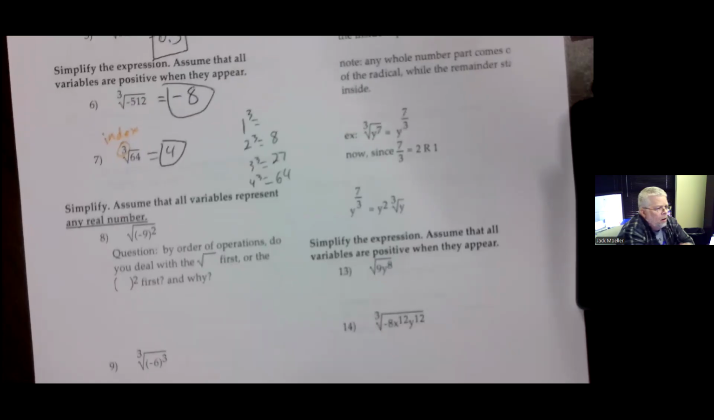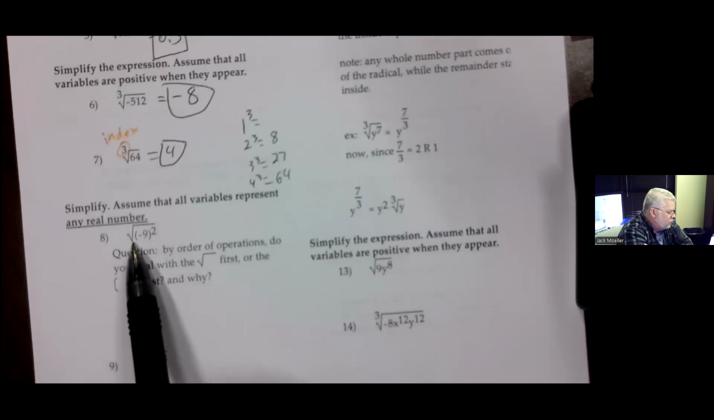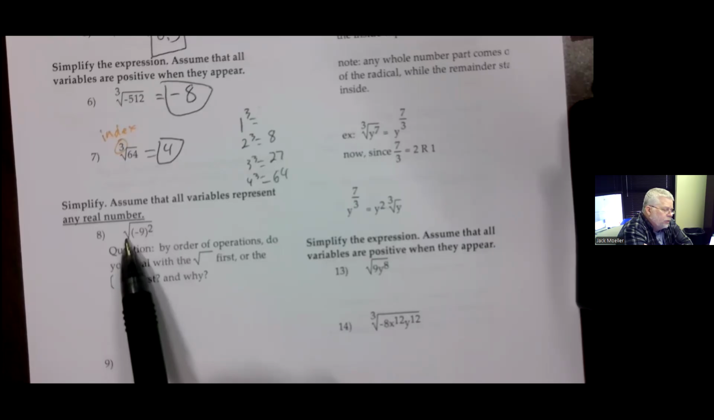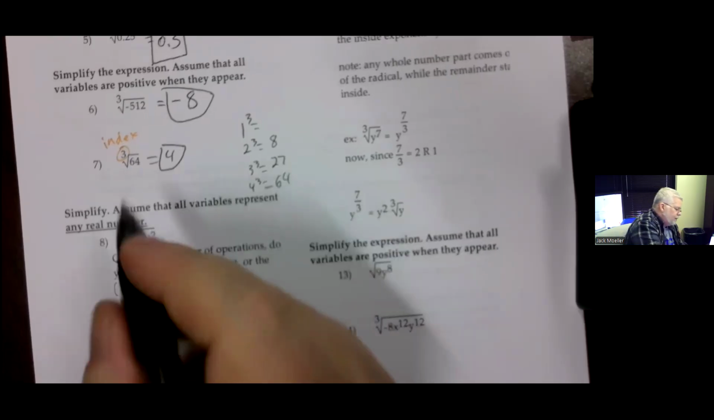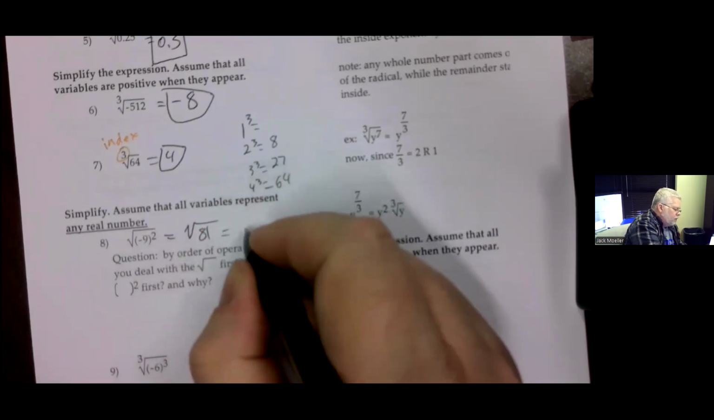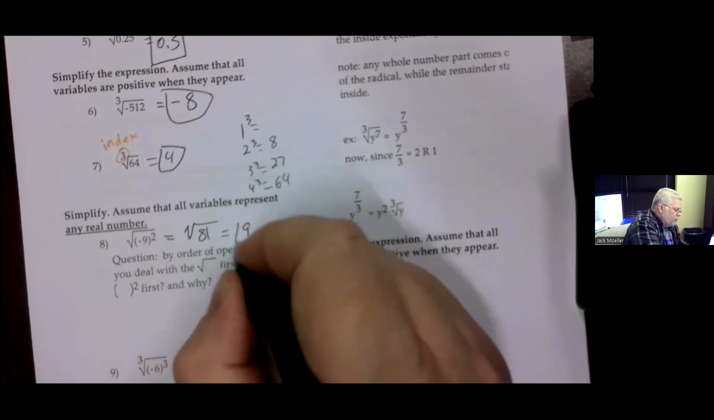Okay, here's a quick question. Number 8. There's a negative inside there, so that means there's not a real number answer? Well, we have to do order of operations. In order of operations, radicals are like grouping symbols, just like brackets or big parentheses. So when I see this, that exponent is inside the grouping symbol, so we have to do negative 9 squared first. So negative 9 times negative 9, we get positive 81, and then the square root of 81. We've already done it in number 1. That's 9.